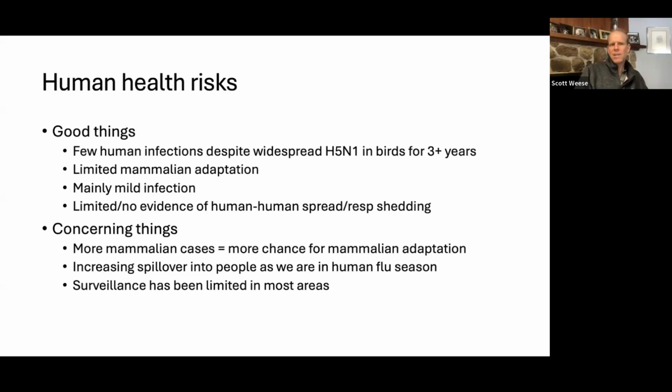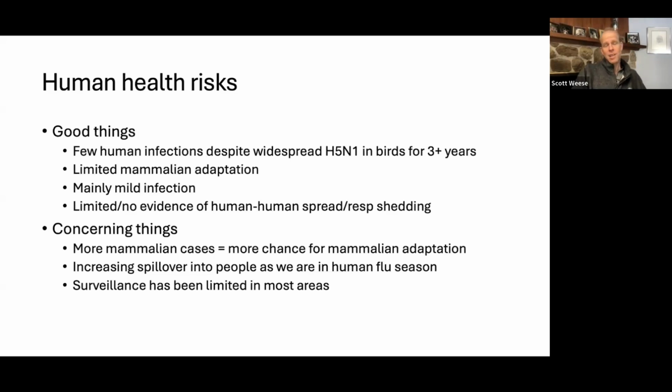Infections have mainly been mild, and we've been encouraged by that up until maybe 6 months ago when we started to see more severe infections. And a big thing is there's little to no evidence of human-human infection transmission. So people get infected, but it's a dead end. If we start spreading it human to human, then things get much more concerning.